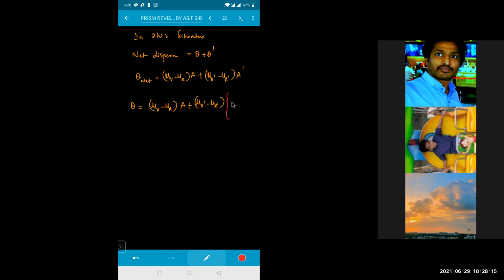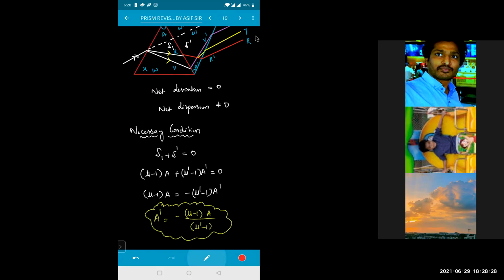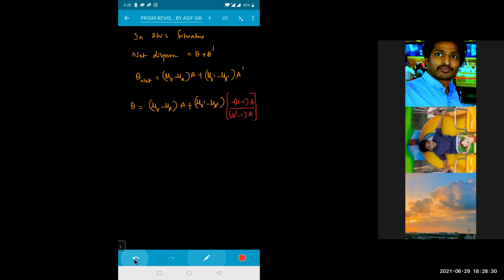A dash value is minus of mu minus 1 into A divided by mu dash minus 1. Into A? No, there is no A; it is into mu dash minus 1 only. There is no A like this.